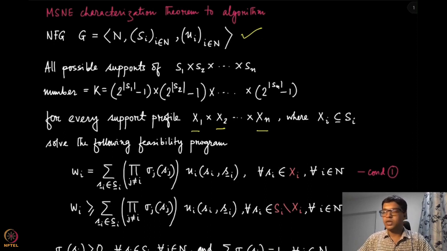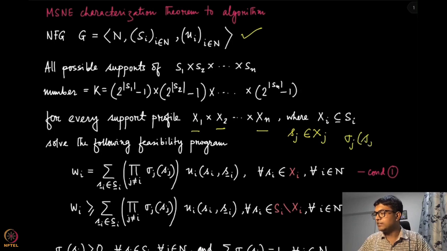So what does that mean? Let us go over step by step. If we pick a specific player j and we look at the strategy of that player j, which is living in that support, so let's say this sj is in capital Xj, which is the support, then we are going to define sigma j of sj as a variable in this feasibility program, which essentially says what is the probability we are associating with that strategy. So with what probability this player is going to play that strategy.